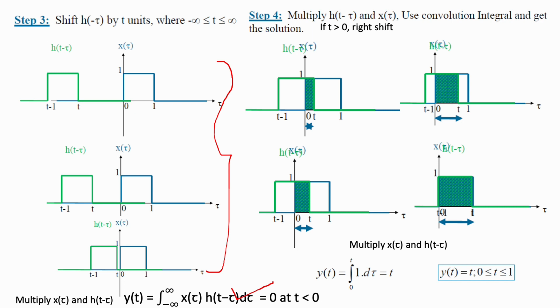Now you come to step 4. Multiply h of t minus tau and x of tau. Use the convolution integral and get the solution. Now we are going to see the right shift. So now t is moved towards the right. Right means the positive side of the axis. First you place t like this. Now this is the common portion. Now, what is the limit? 0 to t. What will be the amplitude? 1.